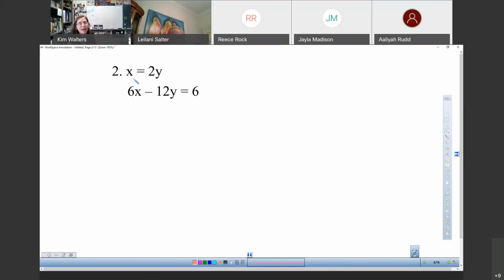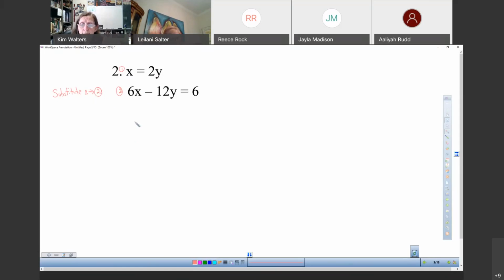So I don't have to do that first step here, okay? I notice that the first equation is solved for y. This is my first equation and my second equation. Because the first equation is solved for y, my first step in this case is going to be to substitute x into that second equation, okay?